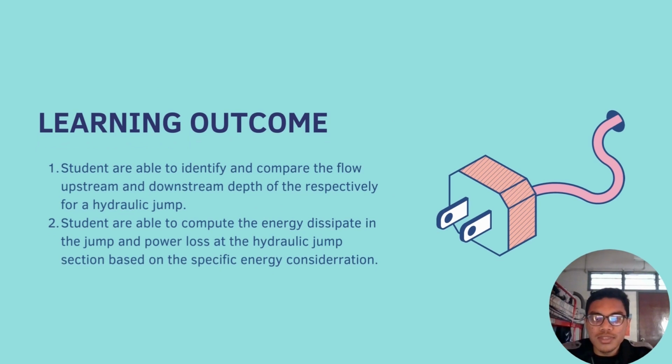Learning outcome. First, students are able to identify and compare the upstream and downstream depths of flow respectively for the hydraulic jump. Second, students are able to compute the energy dissipated in the jump and the power loss at the hydraulic jump section based on the specific energy consideration.